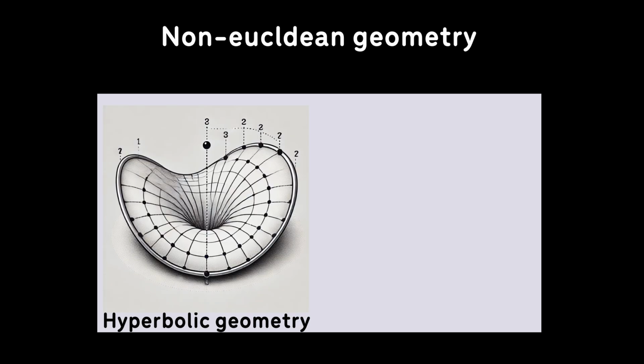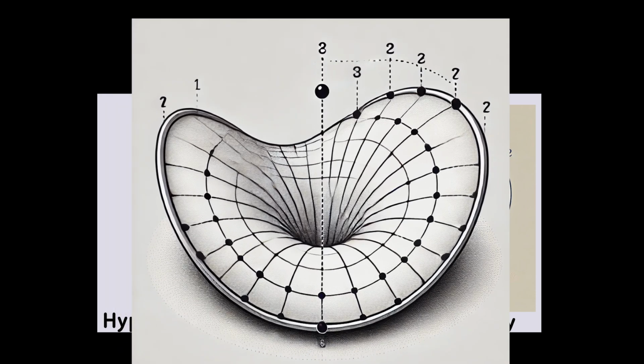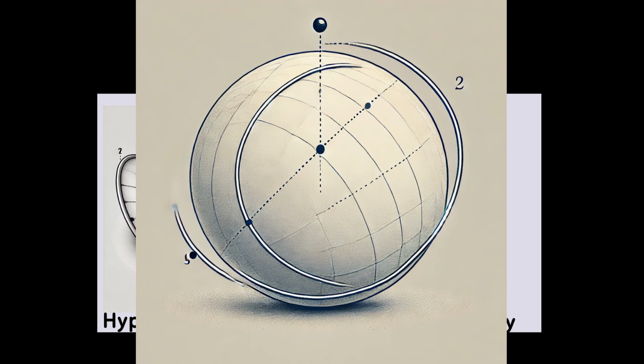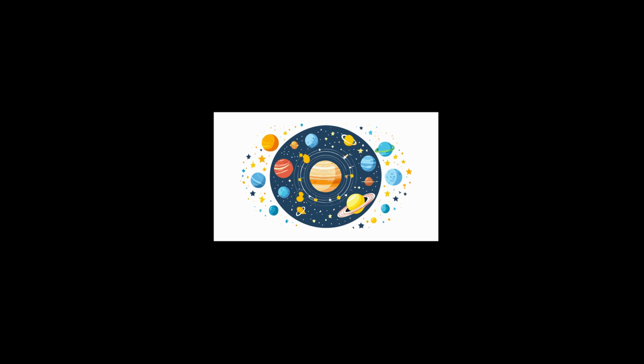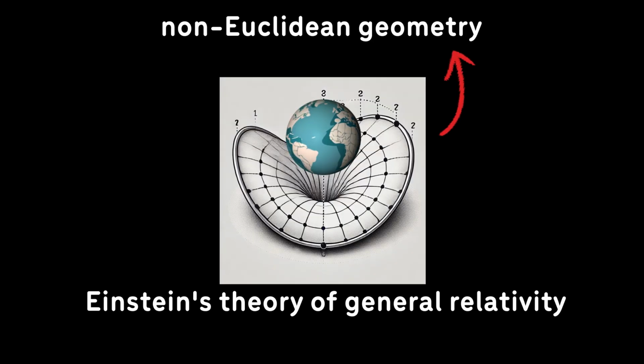But these rules get thrown out of the window in non-Euclidean geometry, especially when looking at hyperbolic and elliptic geometry. In hyperbolic geometry, there are infinitely many parallel lines, and in elliptic geometry, there are no parallel lines at all; lines eventually intersect. This may sound abstract, because it is, but they're crucial in understanding the nature of our universe. Einstein's theory of general relativity, which describes gravity as the curvature of space-time, relies on non-Euclidean geometry.